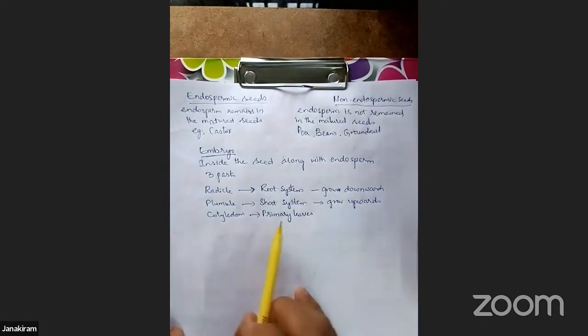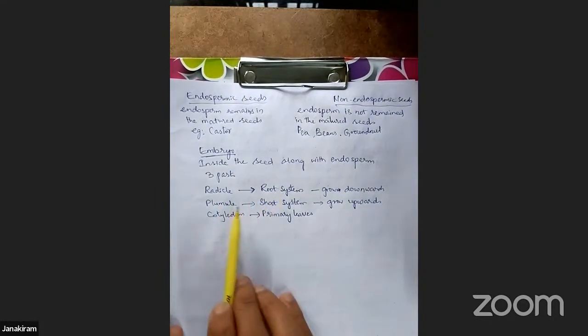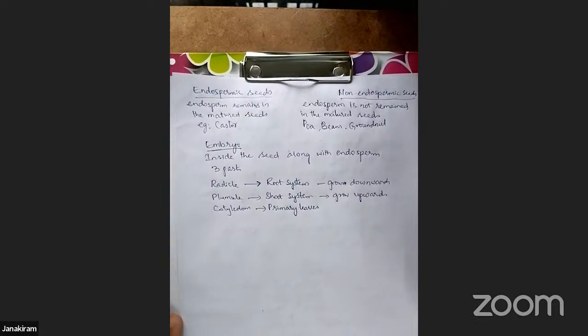Which structure will come out first? The radicle will pierce through the embryo and form the root system first. Later, the plumule will come out and convert into the shoot system. So the shoot will contain the primary leaves, which provide nutrition.